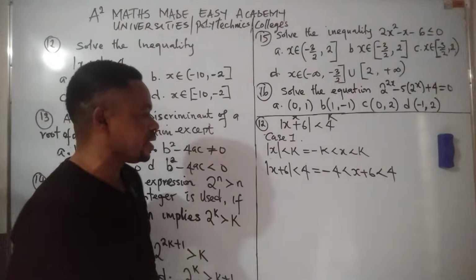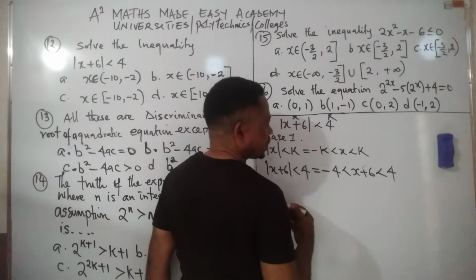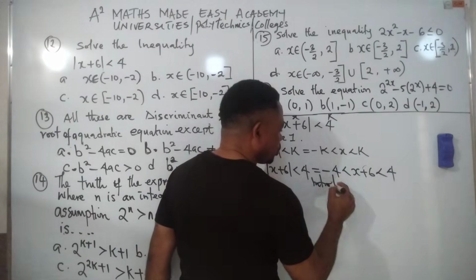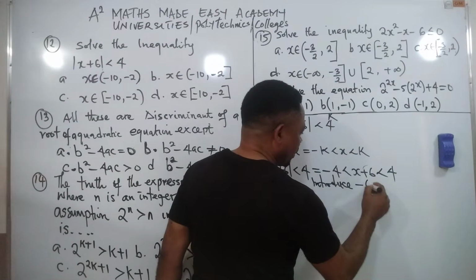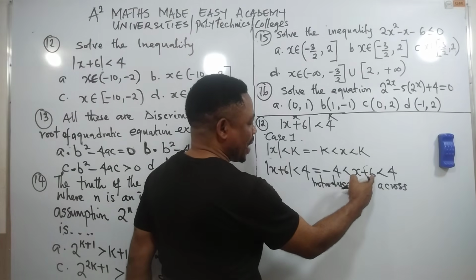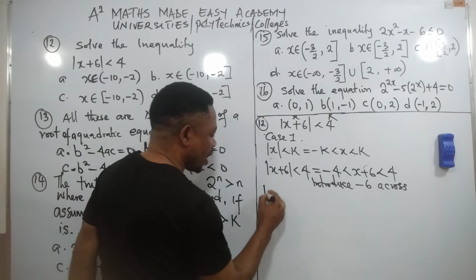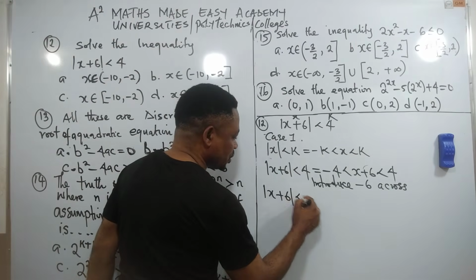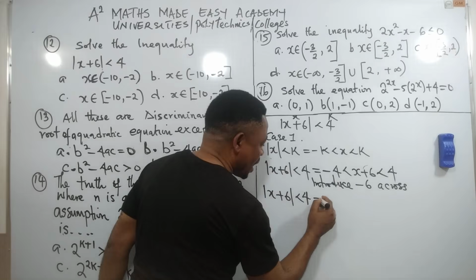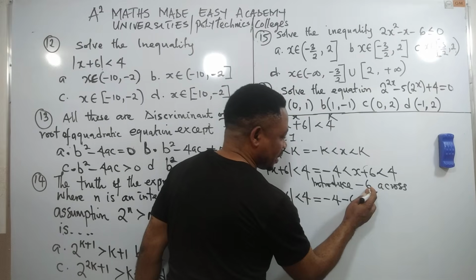What do you think will apply here? Our target is to make x alone here, but my distraction is plus 6, and I want to get rid of plus 6. We now say introduce minus 6 across. Now, had it been that here is minus 6, I would have said introduce plus 6 across. If you do it now, you have absolute value of x plus 6 less than 4, which is now equal to minus 4, introduce minus 6.